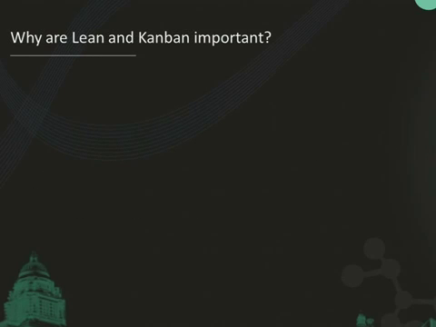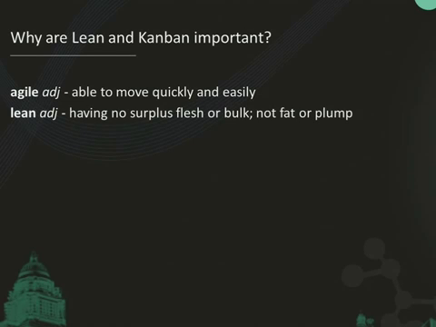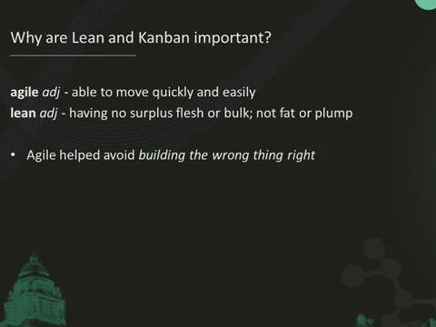So why is it important? I like to call out two things here first. What do we mean when we talk about agile? Agile is about moving quickly and easily. That's the dictionary definition. Whereas lean is having no surplus flesh or bulk, not fat or plump. So just like me. The way I like the term agile, it's about avoiding building the wrong thing right.